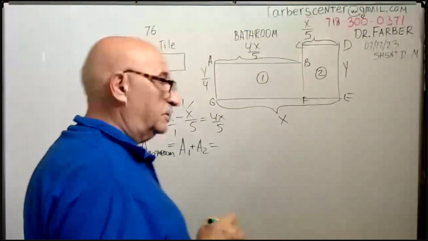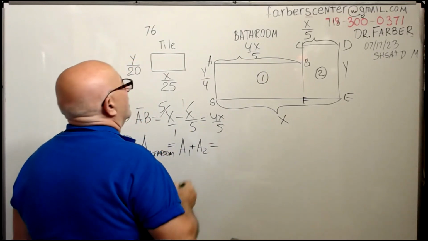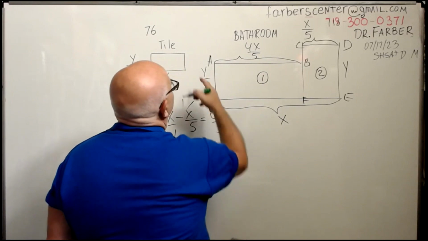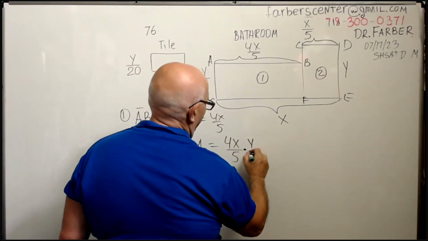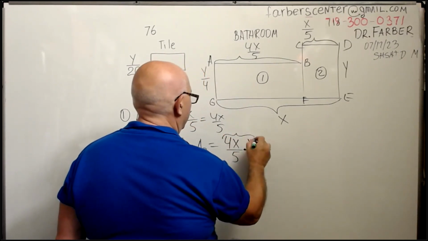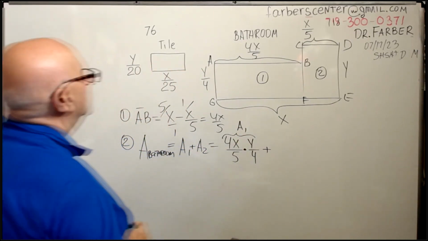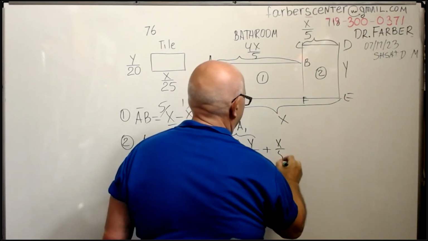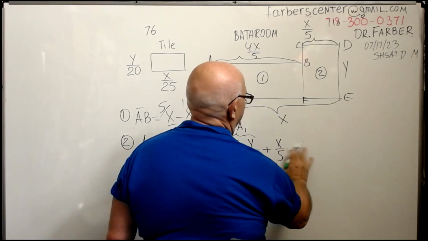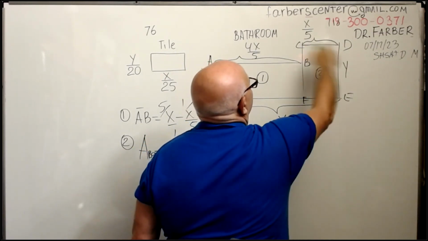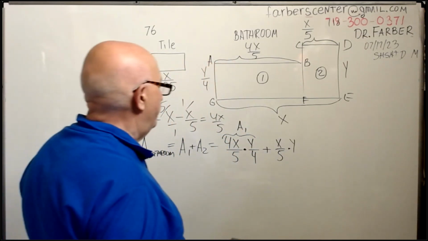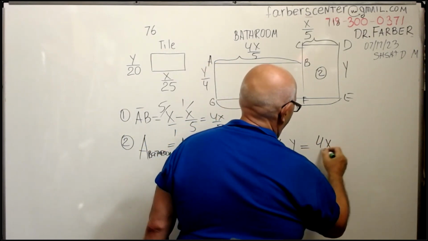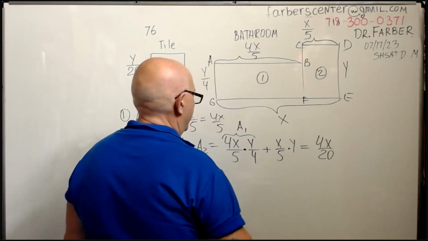Area 1 is the product of these two, length times width, first grade. It would be 4x over 5, the length, multiplied by y over 4. This is A1. I make everything easy to understand. How to find area 2? The length is x over 5 times y, since this dimension is y. After multiplication and addition, what do you have? 4xy over 20 plus xy over 5.